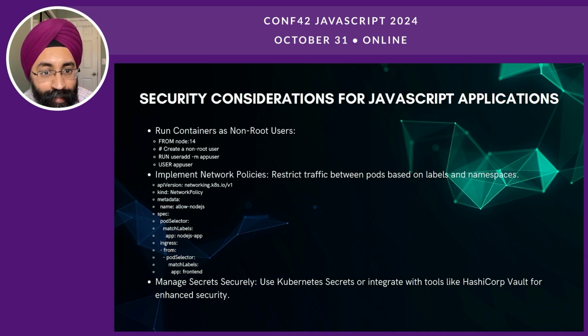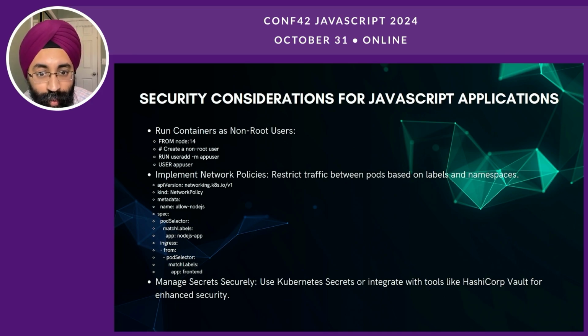We will match the labels with the help of these pod selectors, and we can define rules like ingress or egress where we can make sure that only this kind of namespace is allowed, or only these kinds of pods which have those labels matching are being allowed to serve the traffic. And then manage secrets securely.